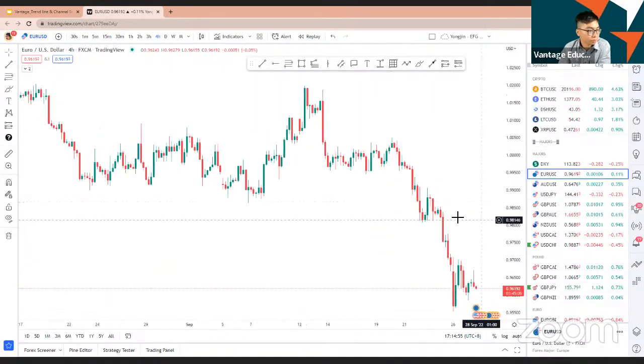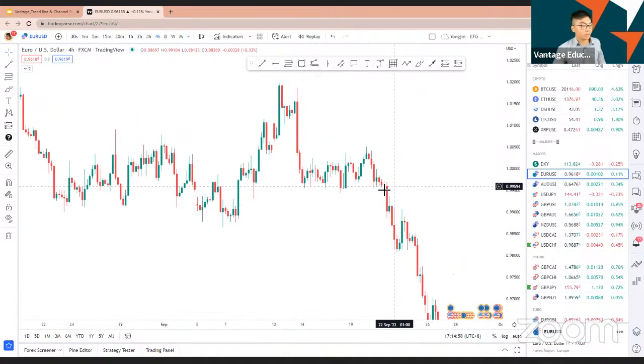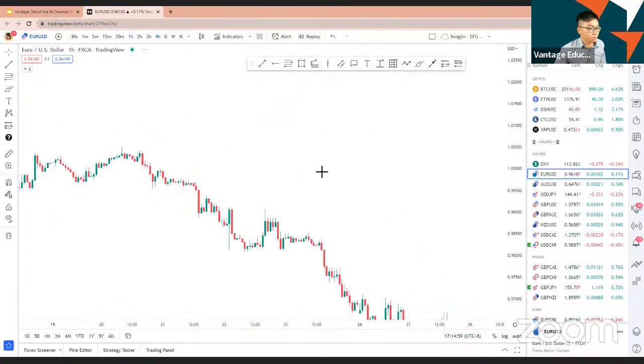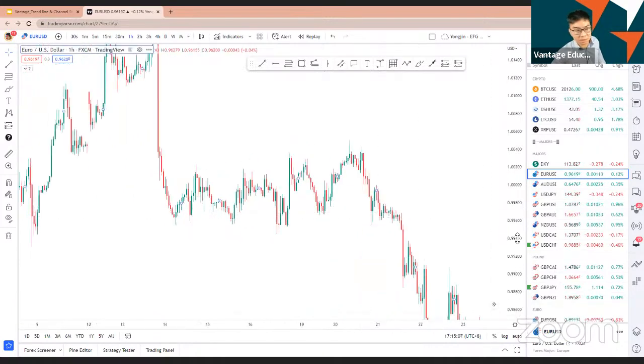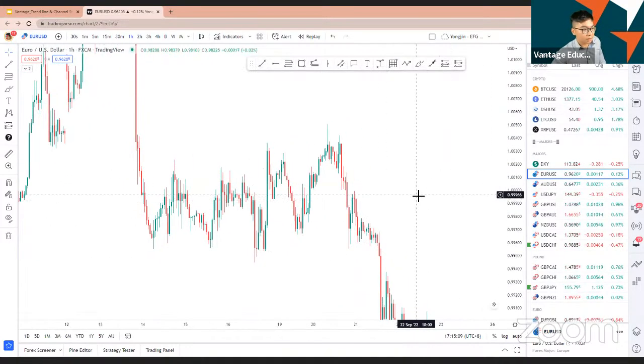Euro dollar on the 4 hours chart. Let's find something on the 1 hour intraday. Do you guys trade intraday, or do you guys hold your position for a few days doing some swings? Okay, let's look.